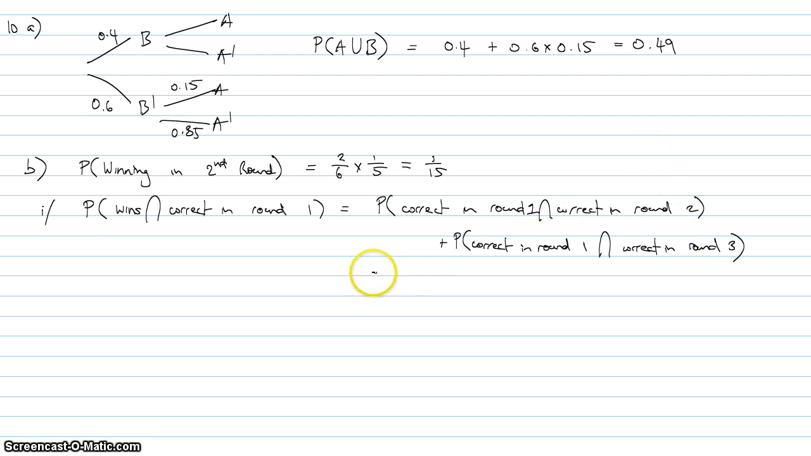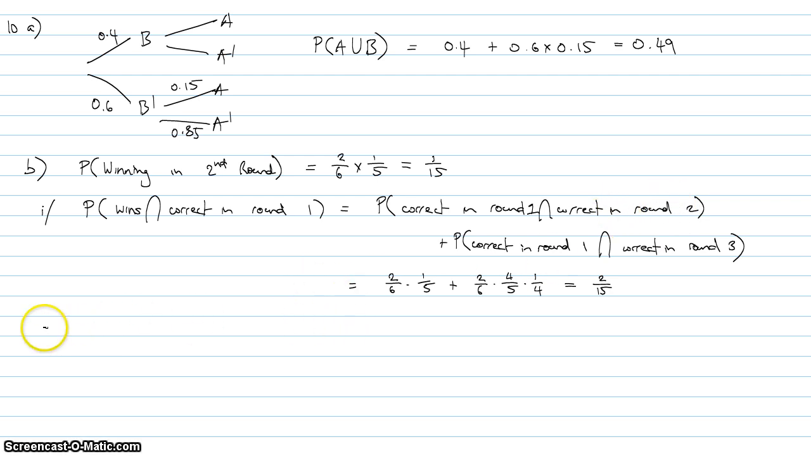So what does that mean? That means that if he's correct in round 1, that's a 2 upon 6 chance times 1 upon 5. That's this first one, and we've already seen that. Plus, what about this one? Correct in round 1, so that's 2 upon 6. Then he's incorrect in round 2, so that means there's a 4 upon 5 chance of that happening, and then a 1 upon 4 chance of being correct in round 3, and that comes out to be 2 upon 15.